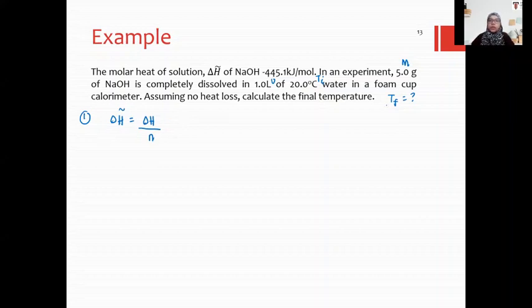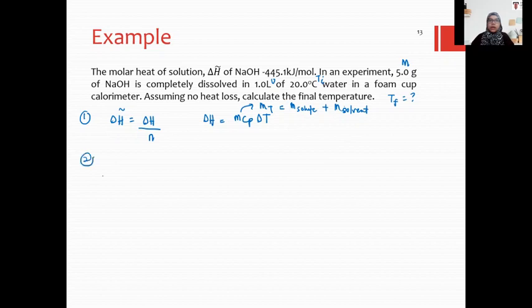So to determine the final temperature, we can use the equation delta H equal to m Cp delta T. Okay, m represents the total mass, that means the solute and also the solvent. How can we determine the total mass? That means m equals m solute plus m liquid, or the solvent.